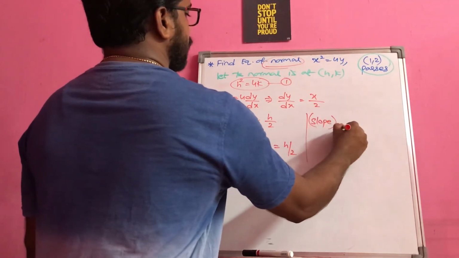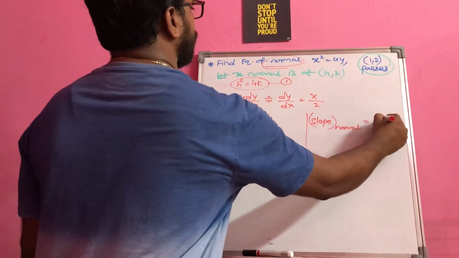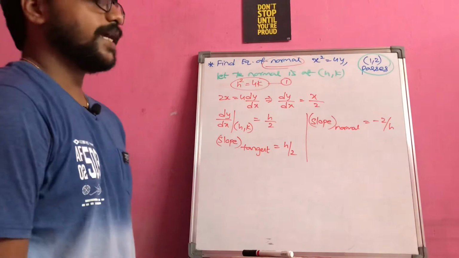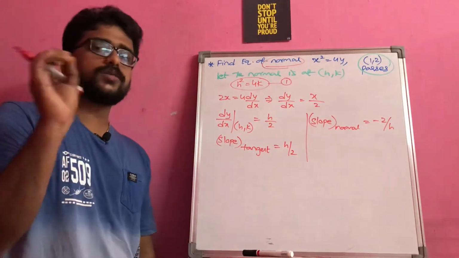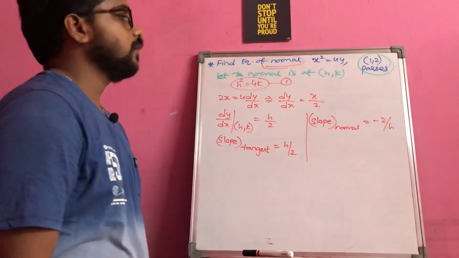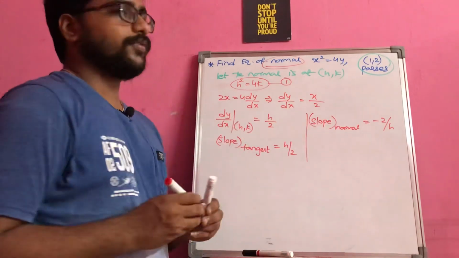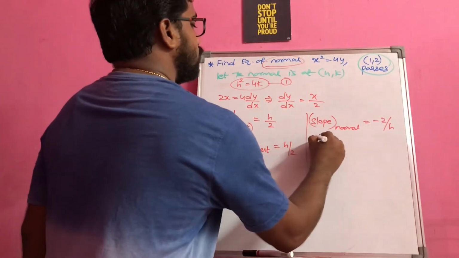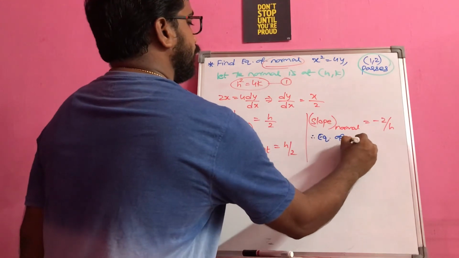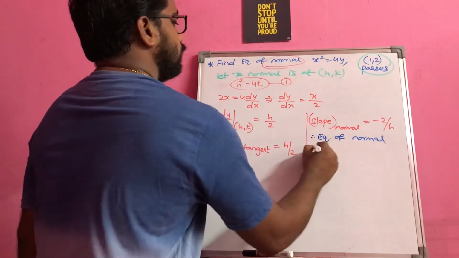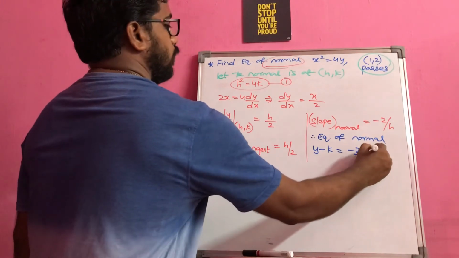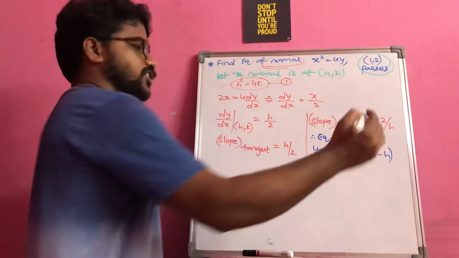Slope of normal at the same point will become, as we are aware, just a reciprocal with the sign changed. Because tangent and normal are perpendicular, the product of slopes should be equal to -1. So now we know the slope of normal, we have to find the equation of the normal. The equation of normal will be y minus y1, where y1 is k, equals slope of normal into x minus h.